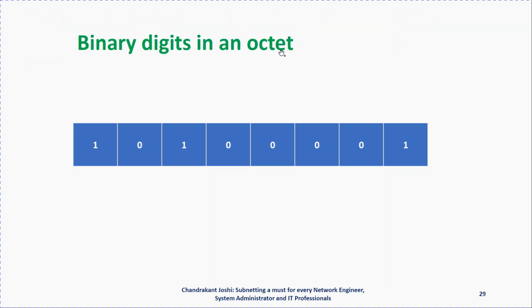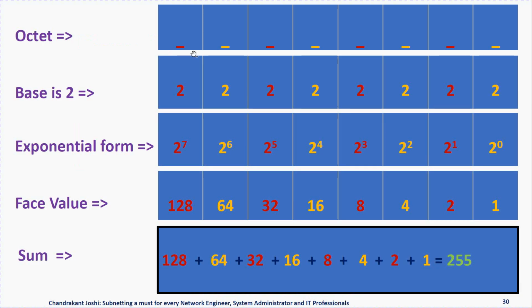Binary digits in an octet. Octet means 8 bits and binary means ones and zeros. So these ones and zeros we write inside the octet. So octet is 8 bits, binary is base 2, exponential form. In an 8-bit system, the highest exponential value will be 7. So we say 2 power 7, 2 power 6, and so on and so forth until we go to the last bit, which is 2 power 0.